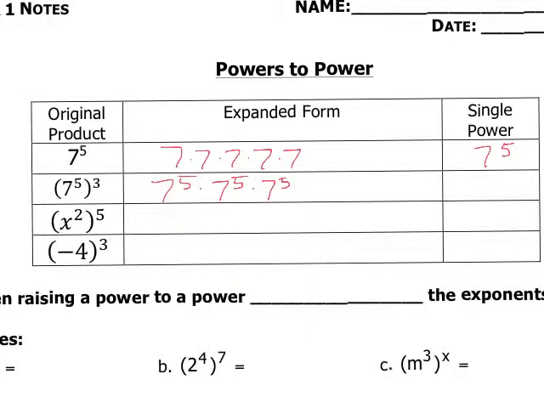Because I have 5 7s here, 5 more here, that makes 10, 5 more here, that makes 15. So now, bringing it back down to a single power, I have 7 to the 15th power.